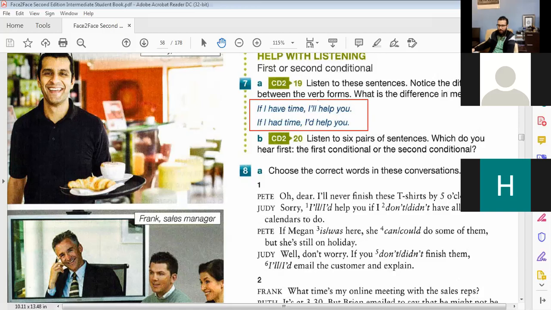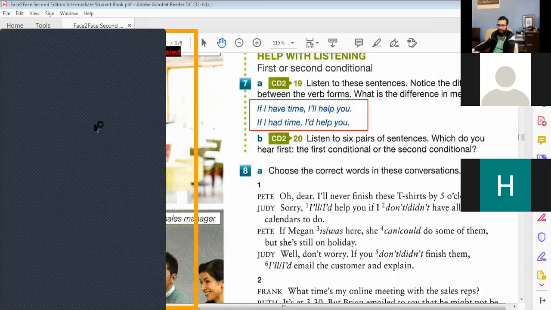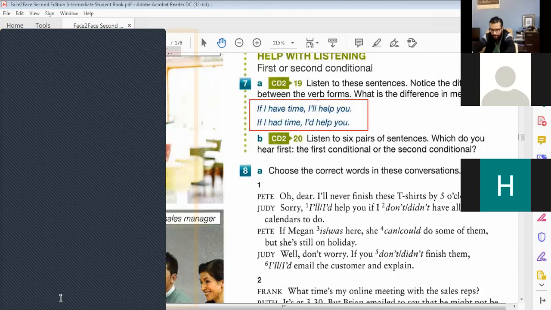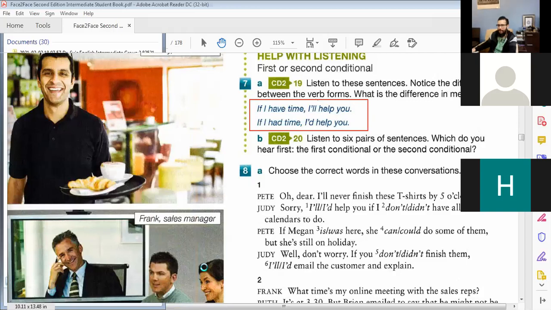So let me play it for you. Here it is. Okay, let me go to the listening. CD2, track 20. Okay, here we go.